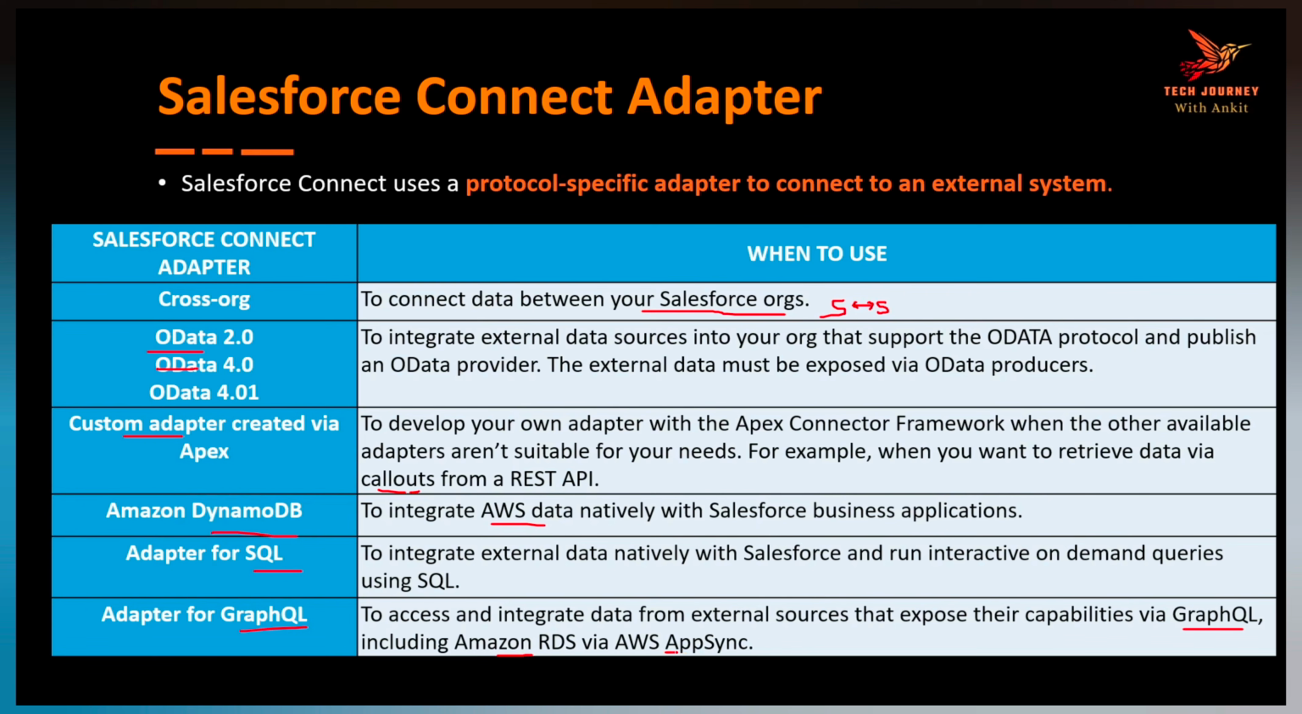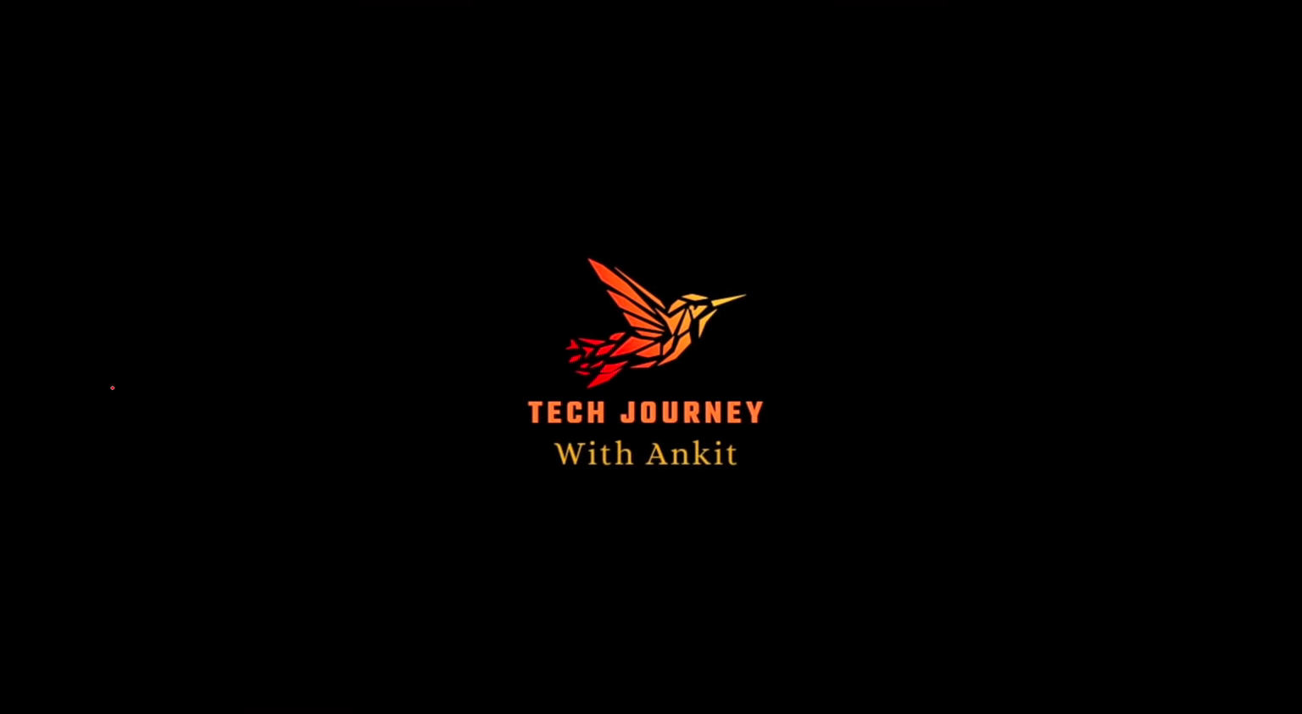Right? I hope folks you got the basic understanding about what Salesforce Connect is, what external objects are, and all the different relationships that are available on external objects. In our further sessions, we will see how we can use the different adapters, and in the next part, I will show you in a demo what external objects are and how to set up the relationships between the external objects as well.